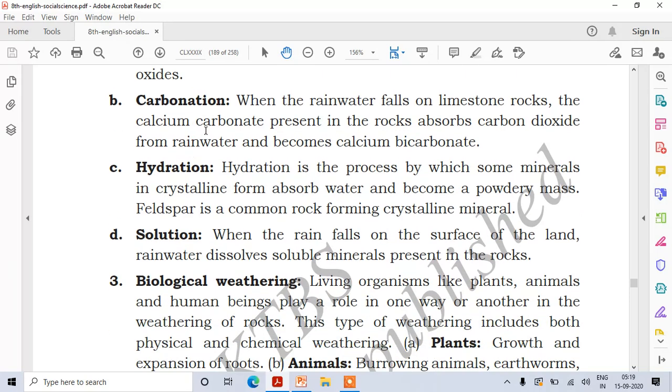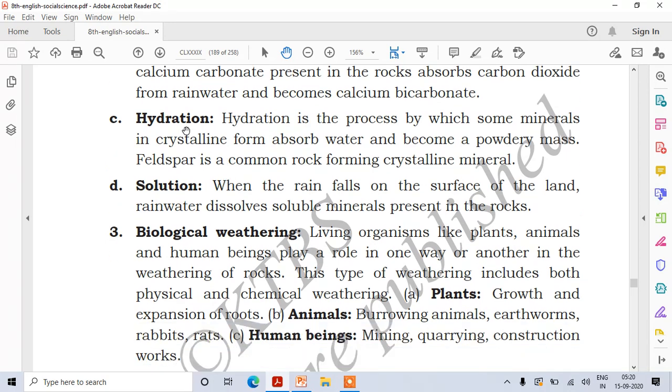Next, we have carbonation. When the rainwater falls on limestone rocks, which are a type of sedimentary rock, the calcium carbonate present in the rock absorbs carbon dioxide from rainwater and becomes calcium bicarbonate. The chemical name of limestone is calcium carbonate. So calcium carbonate is present over there. When rainwater falls on the calcium carbonate, it will react, and in the rainwater carbon dioxide is also present. When carbon dioxide reacts with calcium carbonate, they will form calcium bicarbonate.